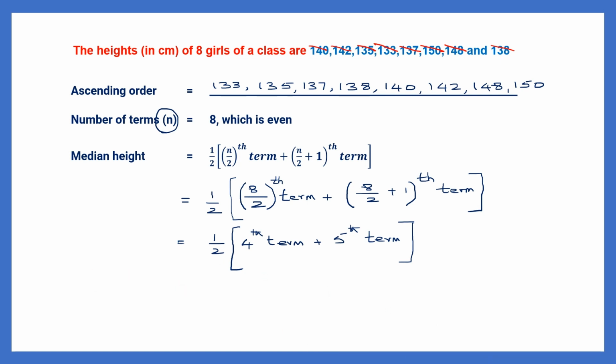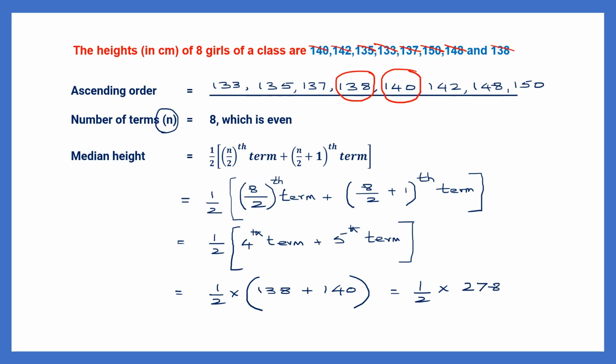So here, what is the fourth term? Let's look at the fourth term. It is now 1, 2, 3, 4. This is the fourth term, 138, and this is the fifth term, 140. So 1 by 2 into, in brackets, the fourth term, which is 138, plus the fifth term, which is 140. So add up these two and multiply it by 1 by 2. So this will be 1 by 2 into 278.